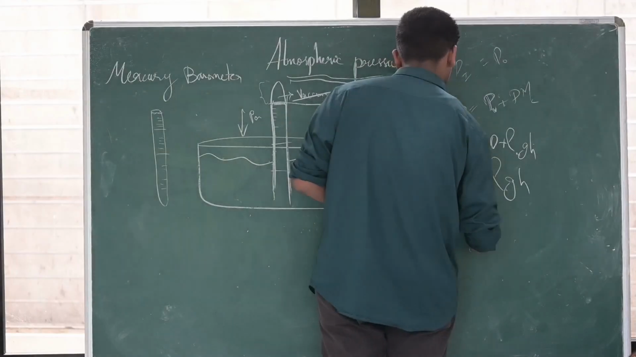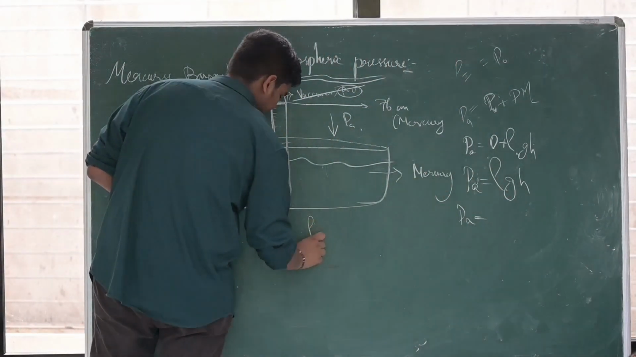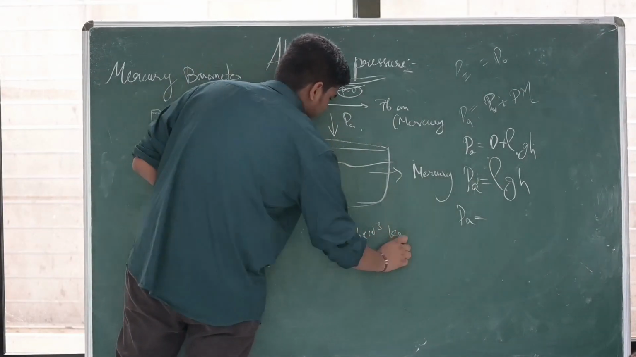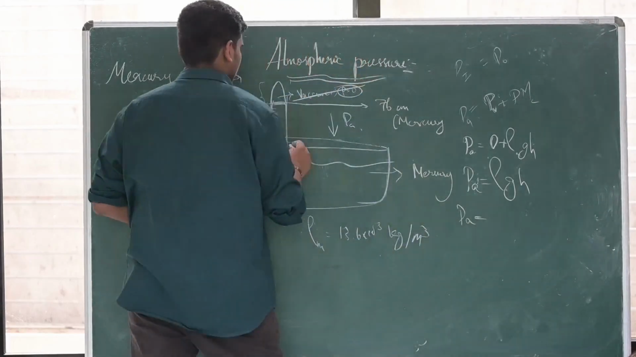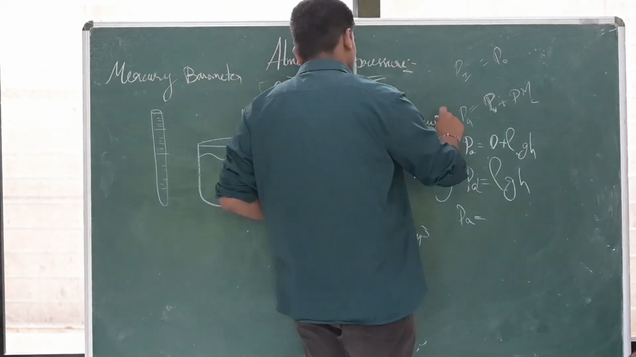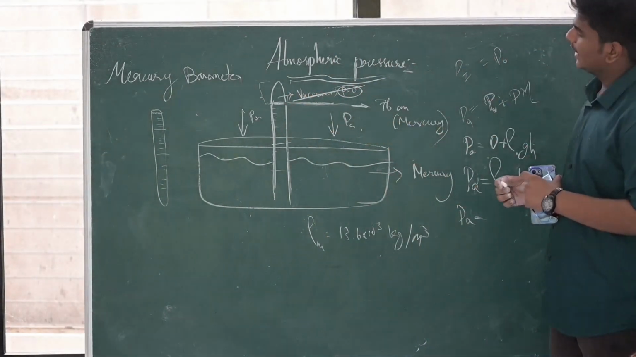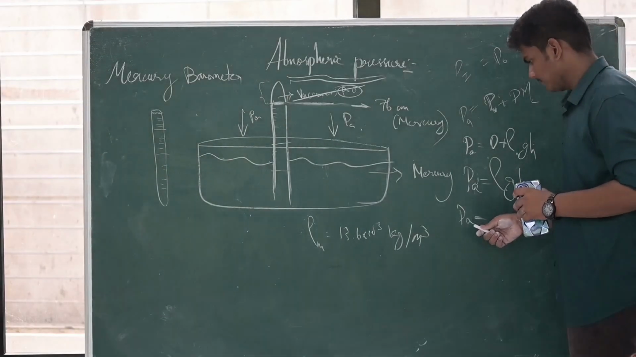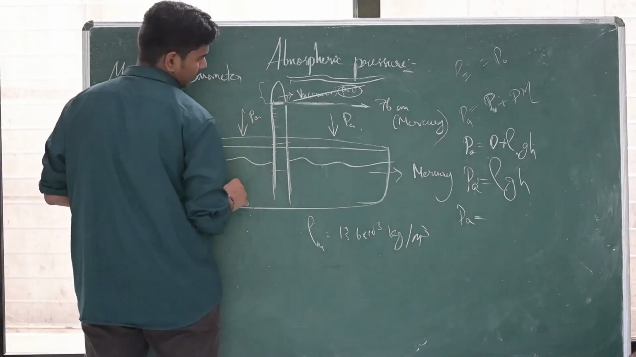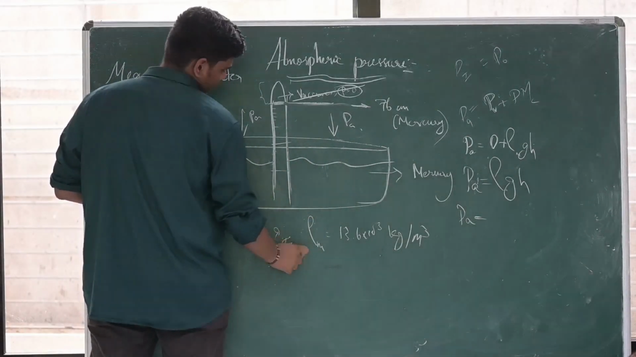Now what is the density of mercury? Density of mercury is 13.6 into 10 power 3 kilogram per meter cube. Height, he measured the height to be 76 centimeter. When he inverted it, the mercury's height was still 76 centimeter. And gravity is equal to 9.8 meter per second squared.